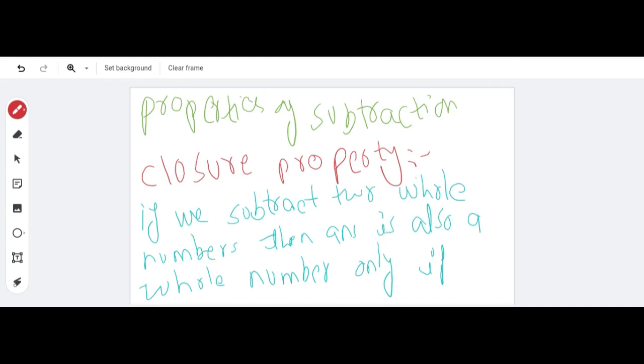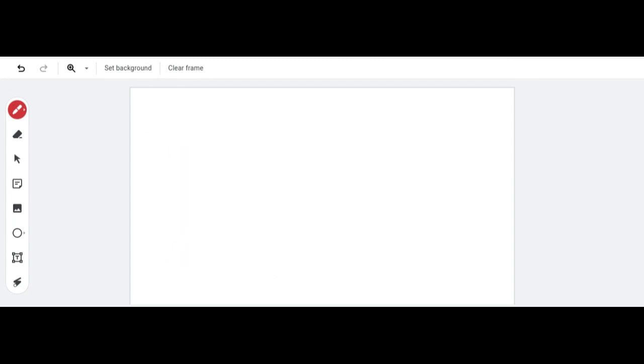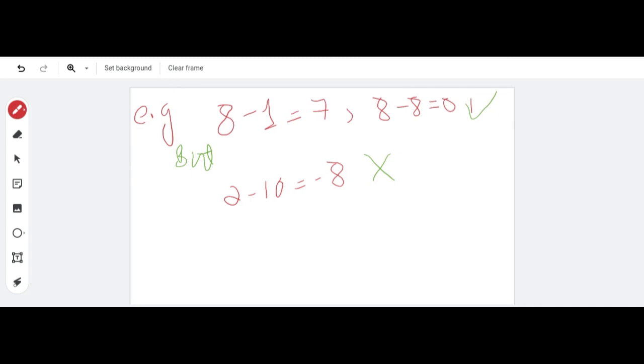Closure property. If we subtract two whole numbers, then the answer is also a whole number only if A is greater than B or A is equal to B. If not, then the answer will be negative, and a negative is not counted as a whole number. Here is an example: 8 minus 1 gives me 7. 8 minus 8 gives me 0. 0 and 7 are whole numbers.